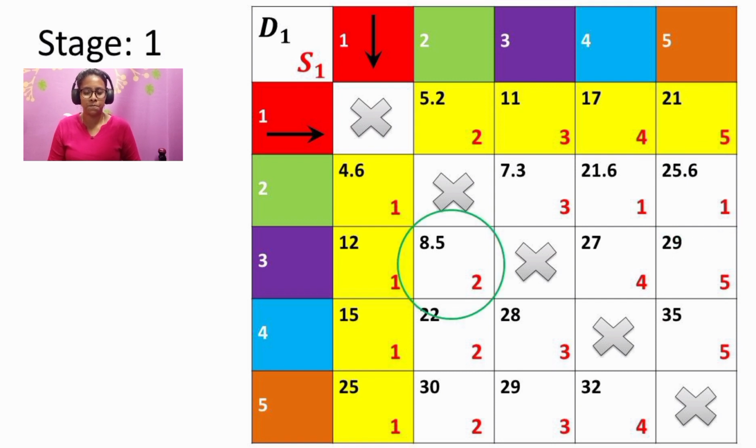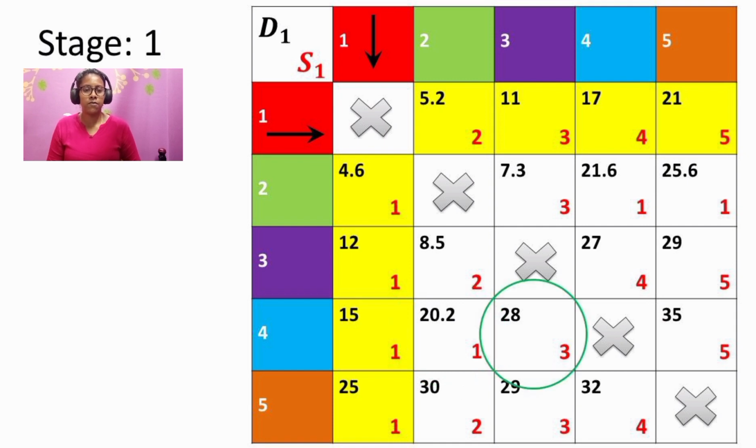So let's see. We have seen a change. That is 15 plus 5.2 is 20.2. So it was 22. So which is the value is less. So I will change. And similarly, I will change the root value as well.